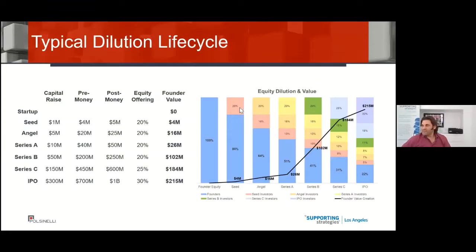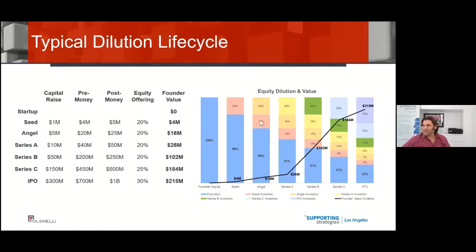If an investor gives you $1 million at a $4 million pre-money valuation, like what's right here, this seed investment, then they own 20% of your company that's worth $5 million. So they basically have $1 million of value on paper.